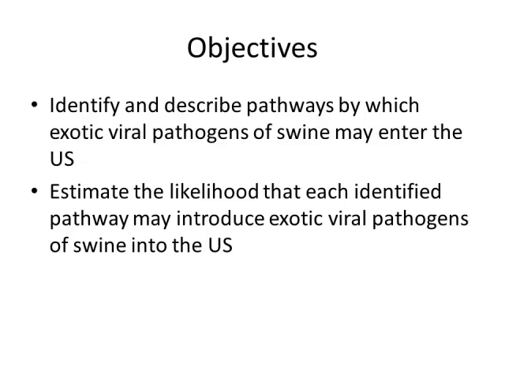So the first step in this assessment is what we call an entry assessment. That's looking at the potential for these viruses to come into the U.S. With the entry assessment, our objectives are two. First of all, to identify and describe pathways by which these pathogens may enter the U.S. And then the second objective is to estimate the likelihood that any of those pathways may introduce pathogens.